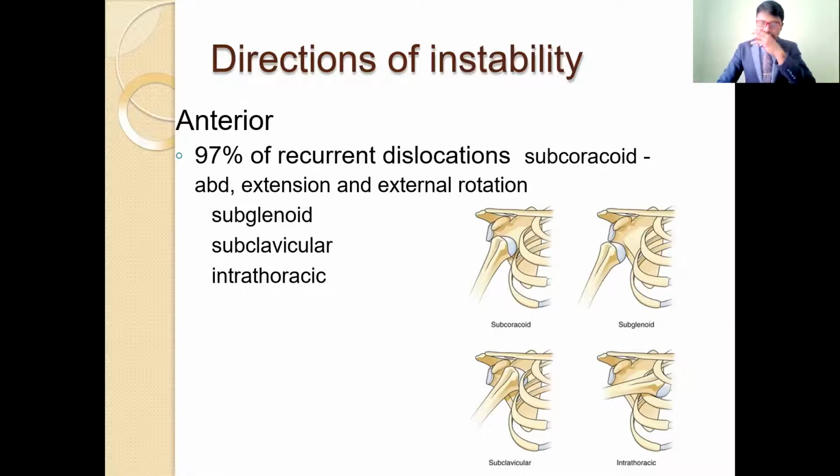So that means it depends upon the displacement of the head of the humerus. It is going to be called subcoracoid dislocation, subglenoid, subclavicular, and also intrathoracic. So these are the different types of the displacements.